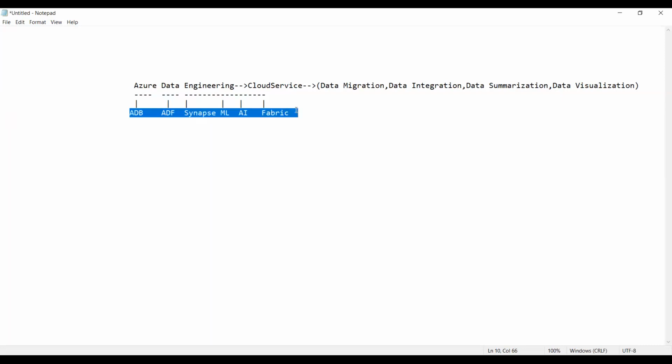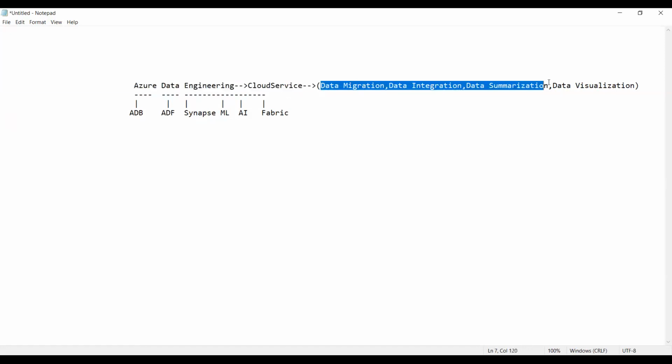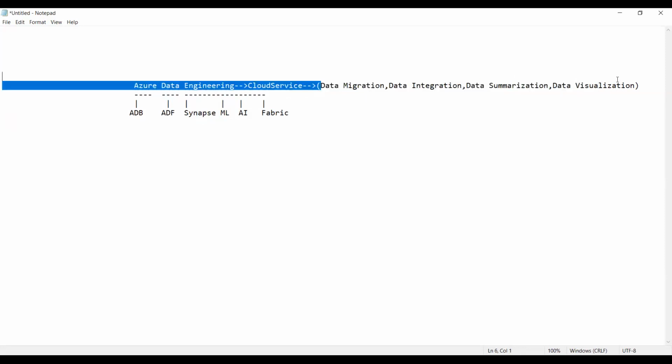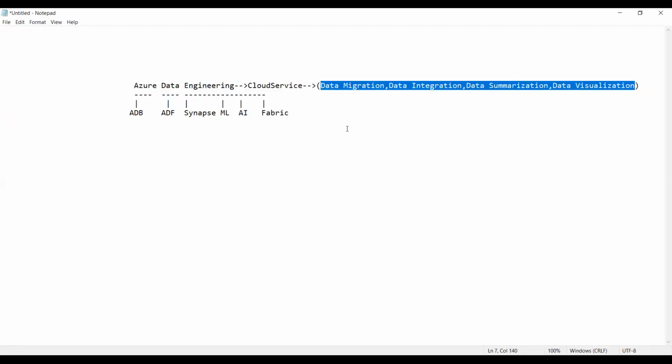Azure data engineering is a complete end-to-end solution provider. It provides the solution for data migration jobs, data integration jobs, data summarization jobs, and data visualization jobs. Let us first see what data migration, data integration, data summarization, and data visualization are, one after the other.